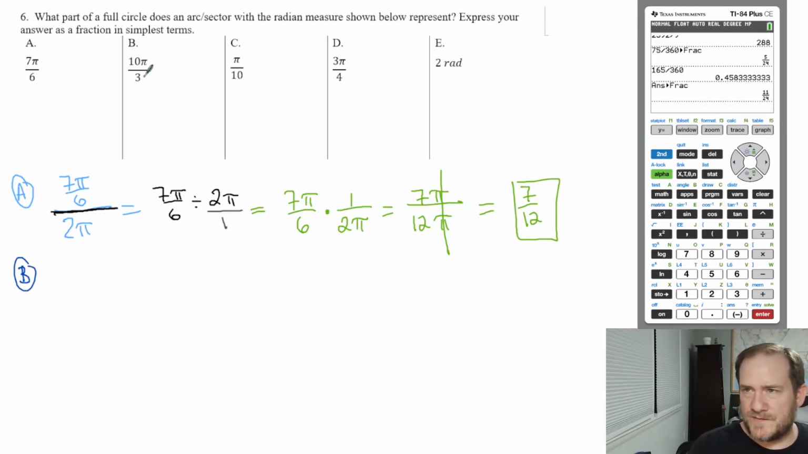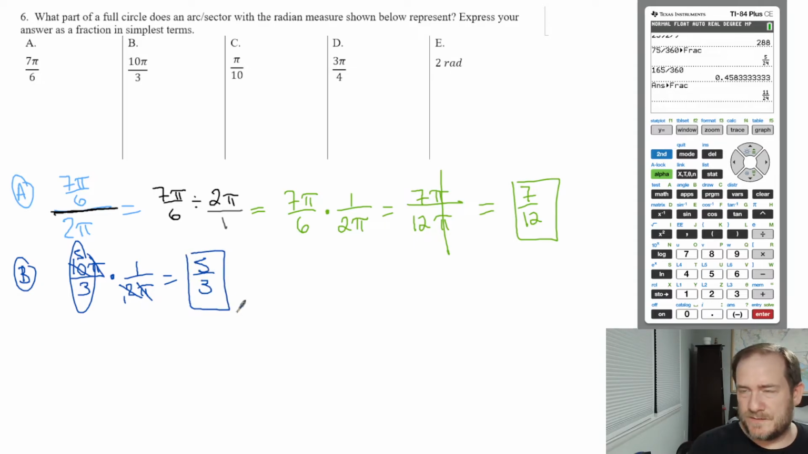If you guys will forgive me, I might just go through these kind of fast, but it would be 10 pi over 3. I'm dividing by 2 pi, which essentially means I should multiply by 1 over 2 pi. Again, I'll watch these pi's cancel out. I can cross-reduce the 2's, and I end up with 5/3. So that's the answer to B. B is 5/3.